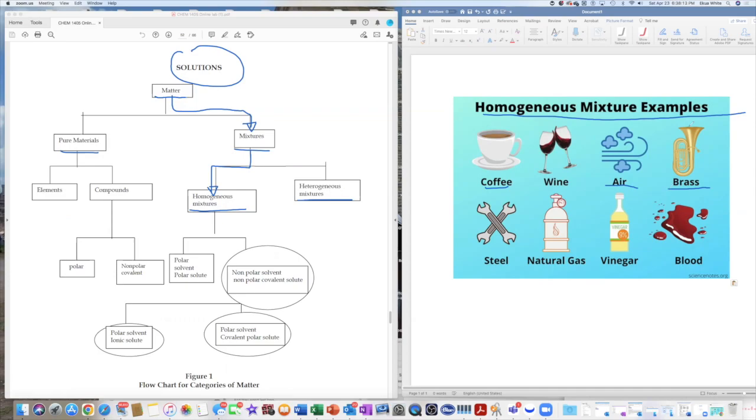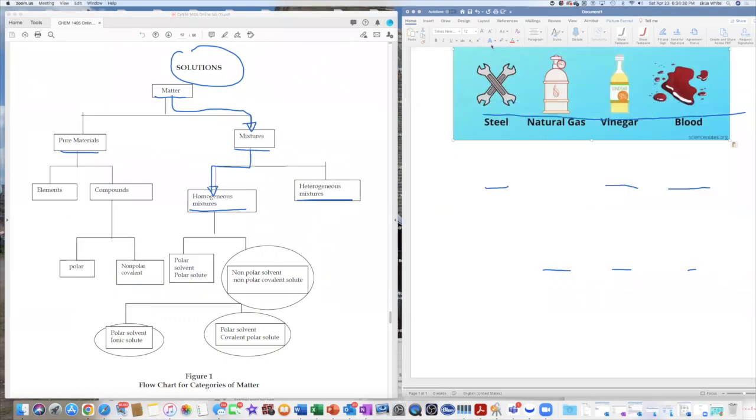Brass is one example where we have a mixture of different metals, zinc and copper to be precise, to make brass. We also have steel, natural gas, vinegar, and blood. All of these are examples of different mixtures. So what I want to do right here is to scroll down so I can discuss mixtures in more detail.